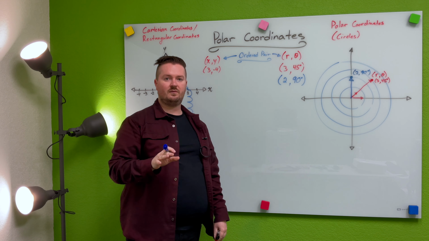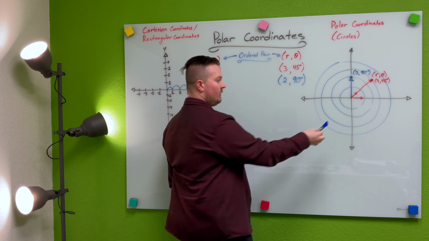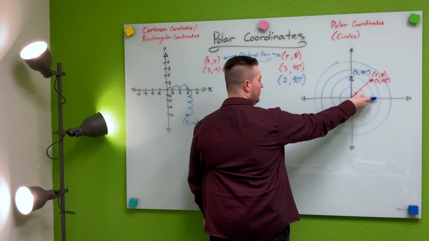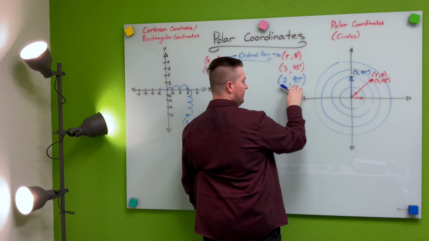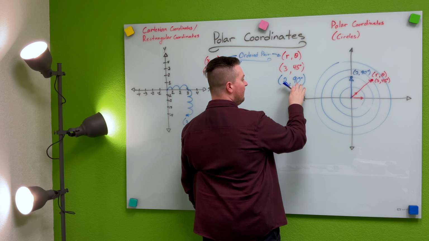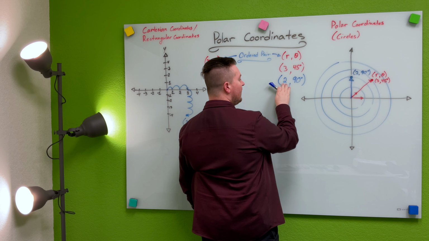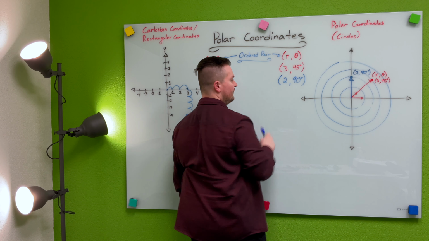Okay, so you're with me so far, right? We always start by facing the positive x direction. We're going to turn in the direction that this angle tells us to turn, however far we're supposed to turn. Then we're going to go out this far from the origin.